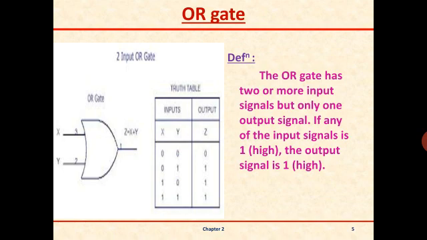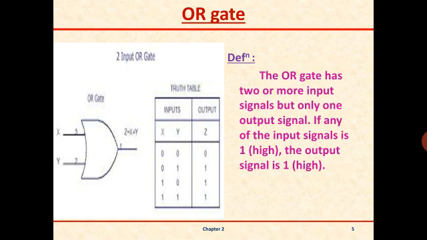The symbol is shown here. As I told, you have to remember these symbols and the truth table by heart. Suppose we have two inputs, for example X and Y, and Z is our output. So how will the output be?